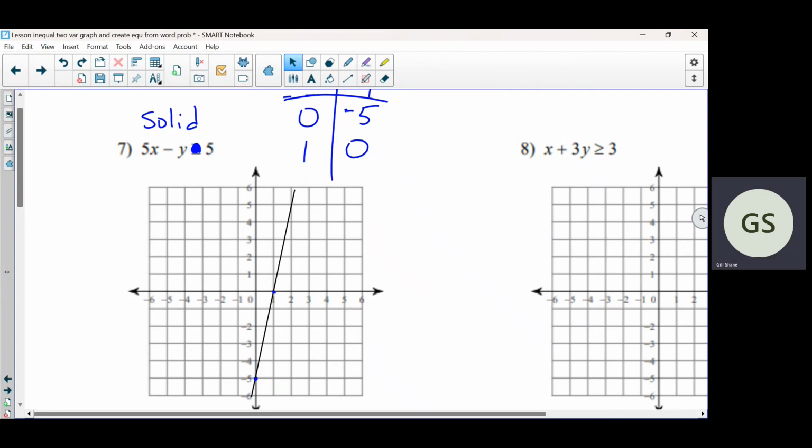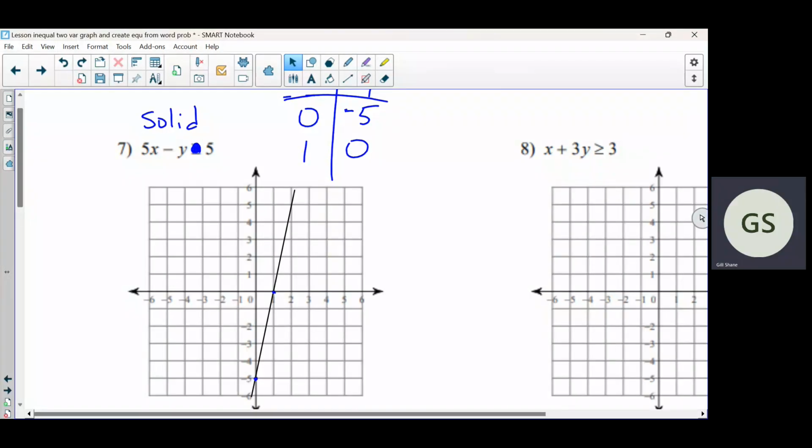So that's step 2. We created the line. That way works for every possible inequality or equation. Now, sometimes the math is tougher. You might get decimals or something when you do it, but it will work for everyone.